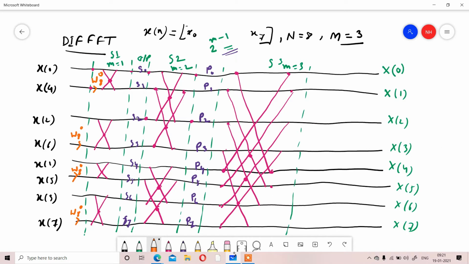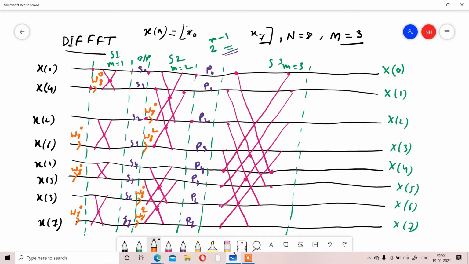And for stage 2 we have seen W8 to the power 0 and W8 to the power 2 for each set of butterfly. So we have W8 to the power 0, W8 to the power 2, and for this case also W8 to the power 0, W8 to the power 2. Similarly for stage 3 we have seen the powers 0, 1, 2 and 3.